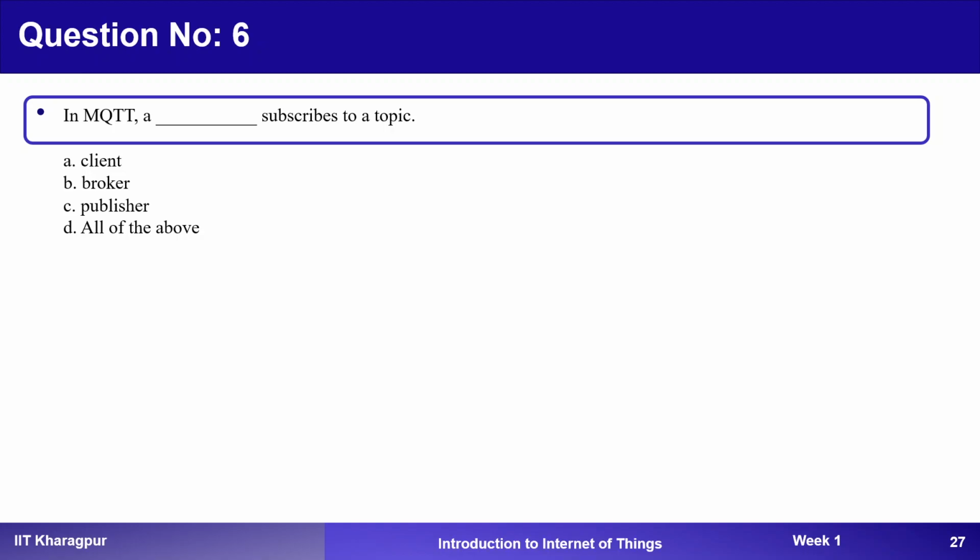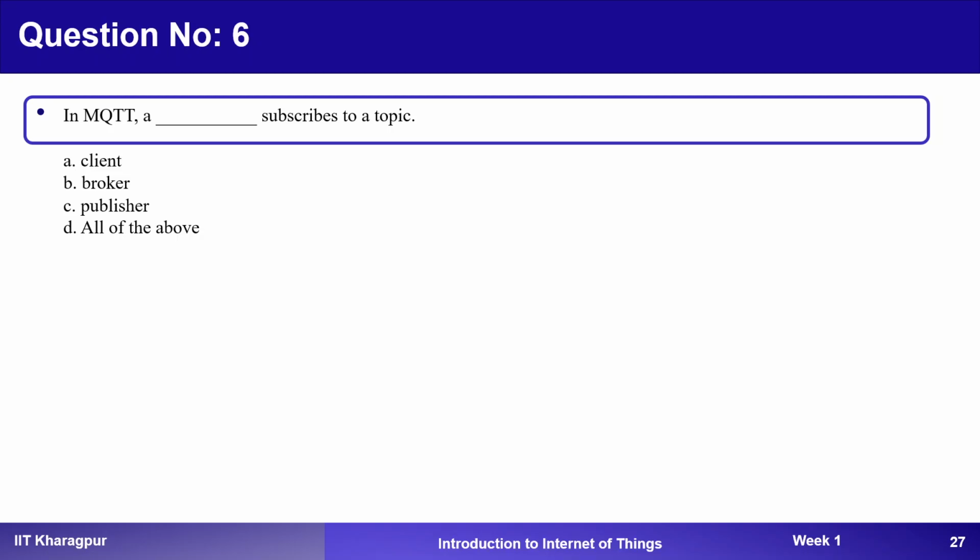All of the above. A. How can the option "all of the above" be answered? See, your publisher is publishing your services, and it subscribes to that, right?